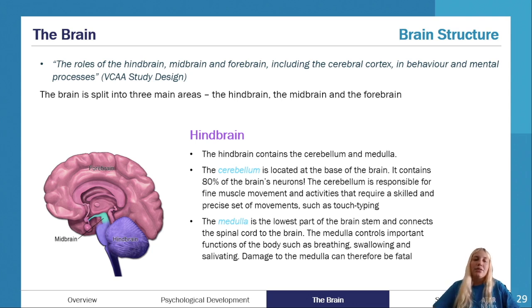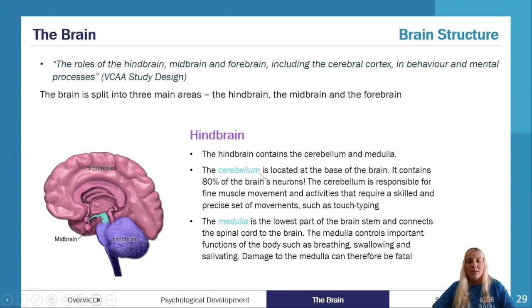So the brain is split into three main areas to help make it easier. And this is the hindbrain here, the midbrain, small tiny area here, and the forebrain, this whole important part. The hindbrain itself, despite appearing quite large in size, just contains the cerebellum and the medulla, the two structures that you need to know about.